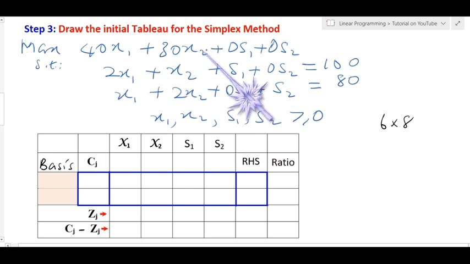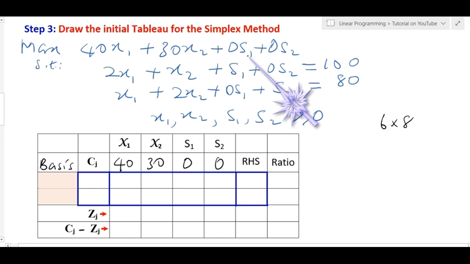This is the CJ row. Put the values here. Under x1, you have 40. Under x2, you have 30. S1 is 0, S2 is 0. That is, the value of slack variable S1 and slack variable S2 in the objective function is 0. Now this is the basis. In the initial tableau, you have the slack variables in the basis. So you have your S1, and you have S2 here.